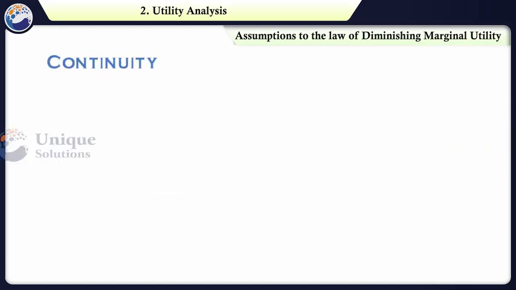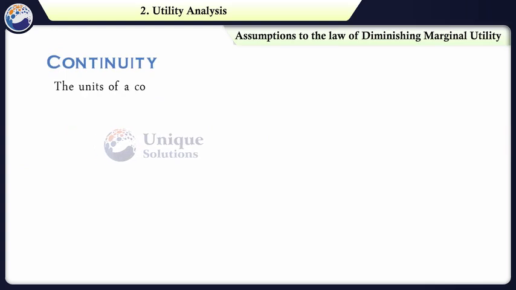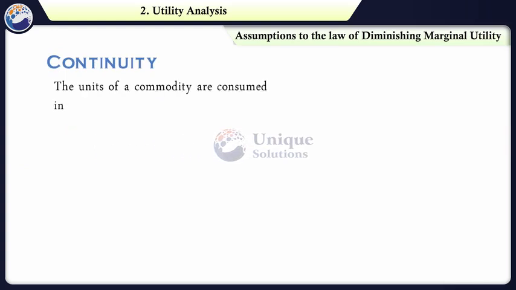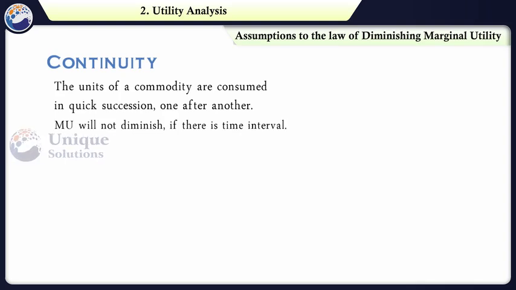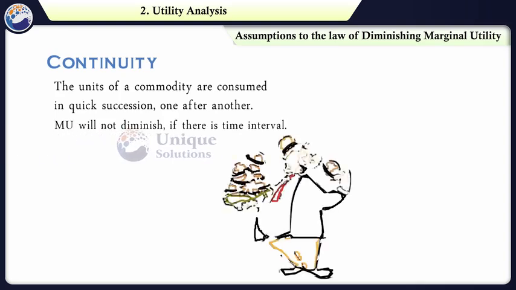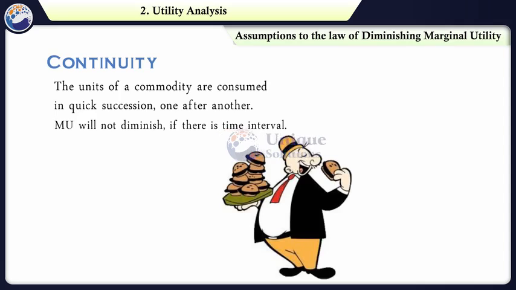Continuity. The units of a commodity are consumed in quick succession, one after another. Marginal utility will not diminish if there is a time interval. A continuous consumption is assumed for the law.